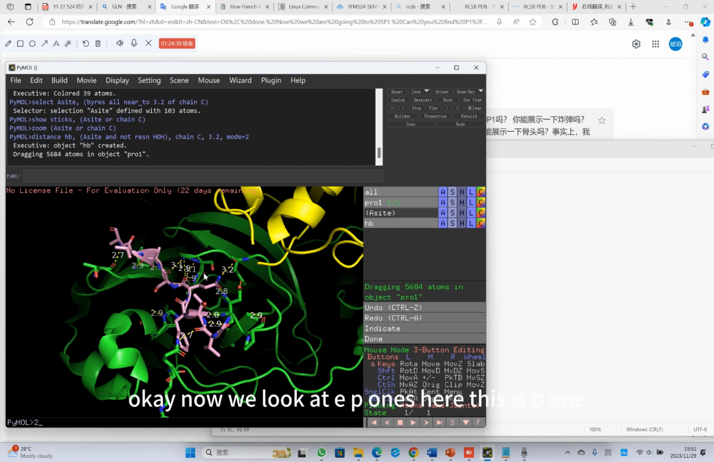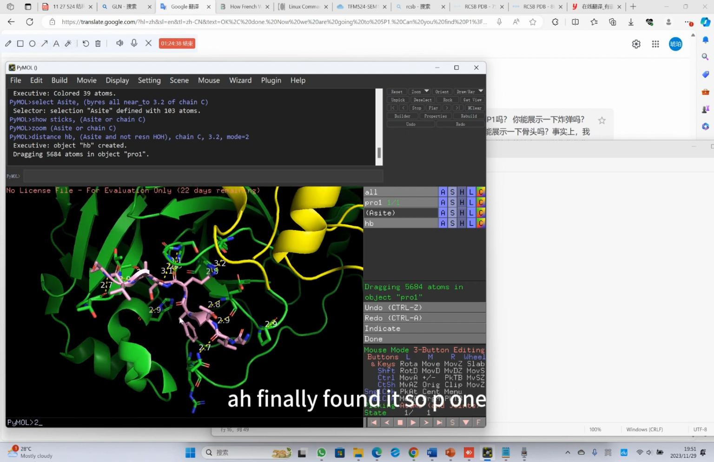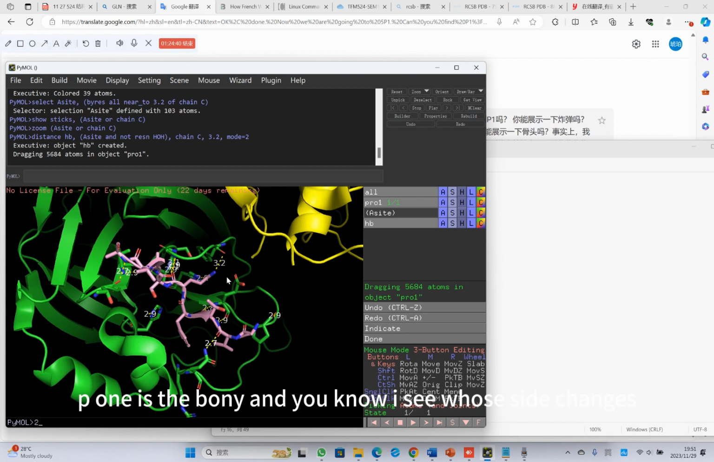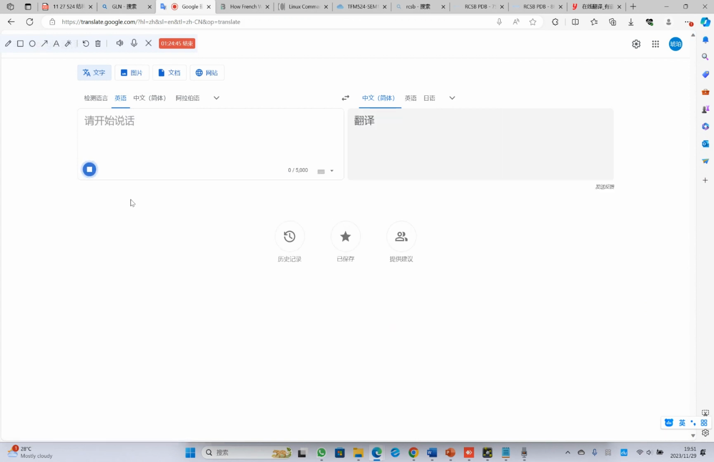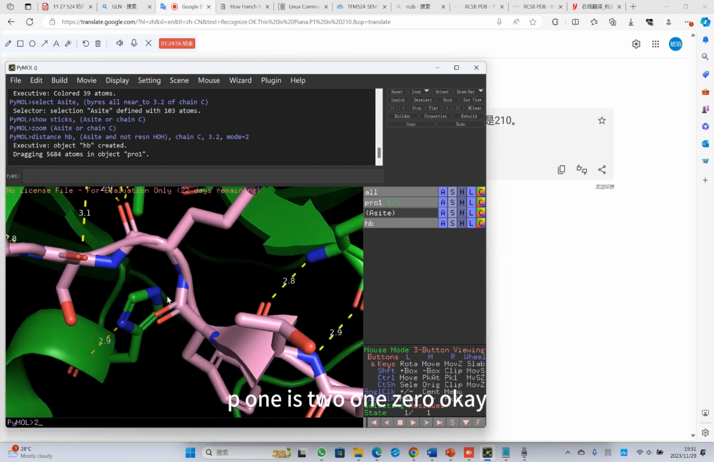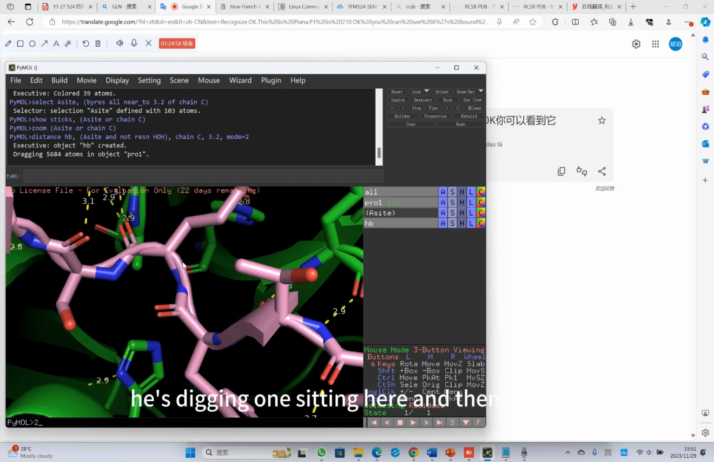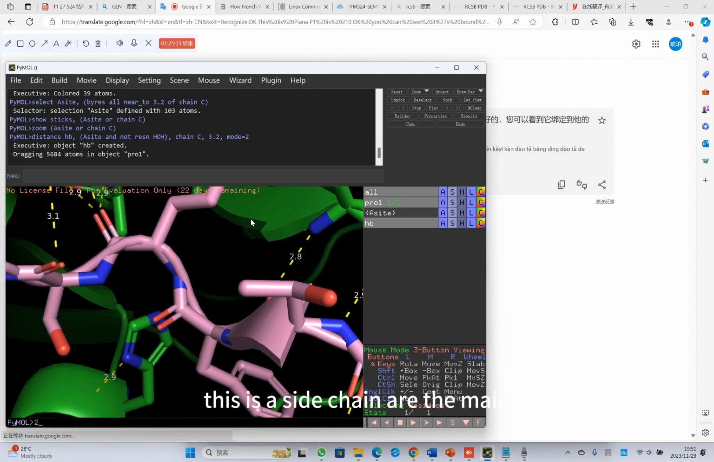Okay, now you look at E. P1 is here. This is P1. Finally found it. So P1 is the only amino acid whose side chain is recognized. This is P1. P1 is 210. You can see it's bound to one histidine here, and then another. This is the side chain, the main.